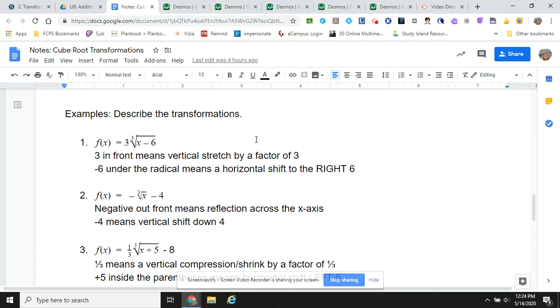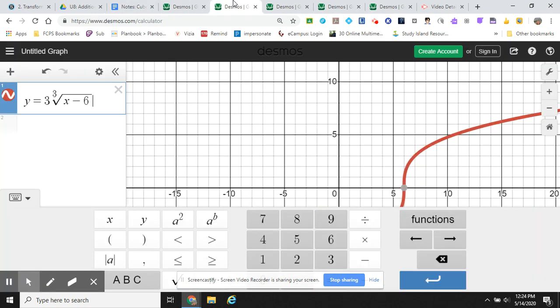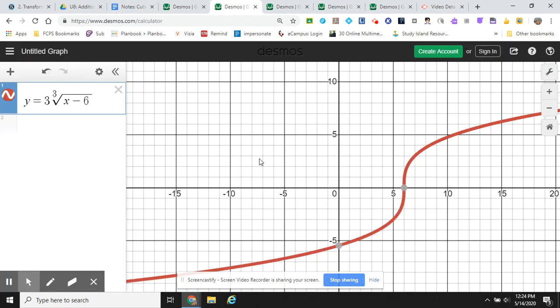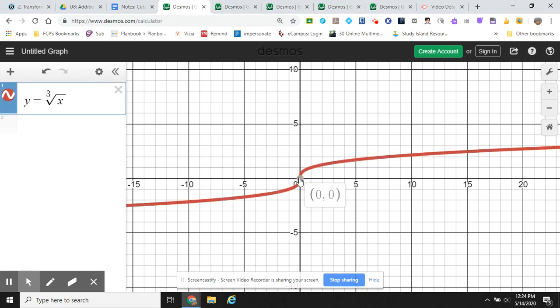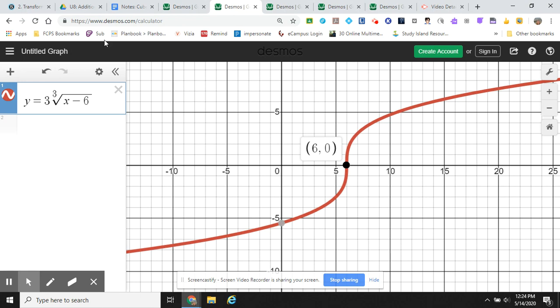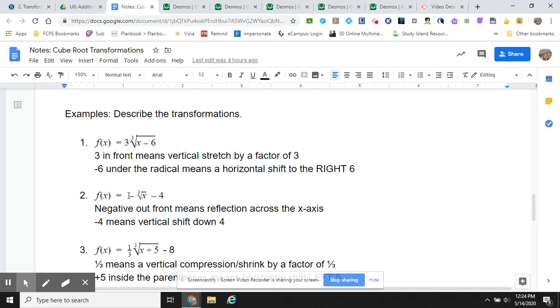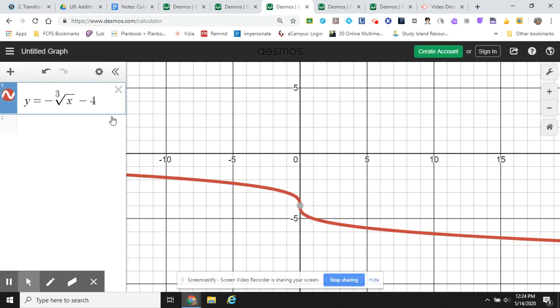The 3 in the front means a stretch of 3. The -6 means right 6, and there's what that one looks like. There's what a stretch of 3, and then right 6. So there's my point that I moved. It was at 0, 0, so the original point is here at 0, 0. That's the one you're going to move left, right, up, or down. So you got 6. And then the negative out front means reflection, and then down 4. That's number 2. So that's this one here.